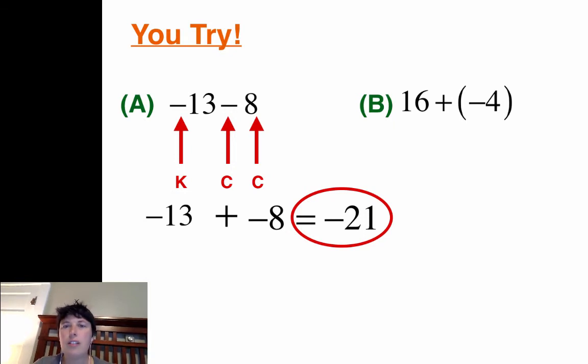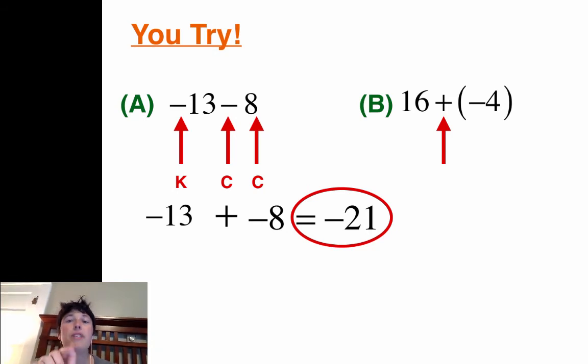Okay, let's look at B. B is an interesting one. 16 plus negative 4. Don't KCC it. It's not a subtraction problem. It's a trick question. It's an adding problem. You can already go straight to your adding rules. Same signs add and keep, different signs subtract. You don't have to KCC this one. In fact, if you do KCC it, you're going to get the wrong answer. So don't fall for that trick.